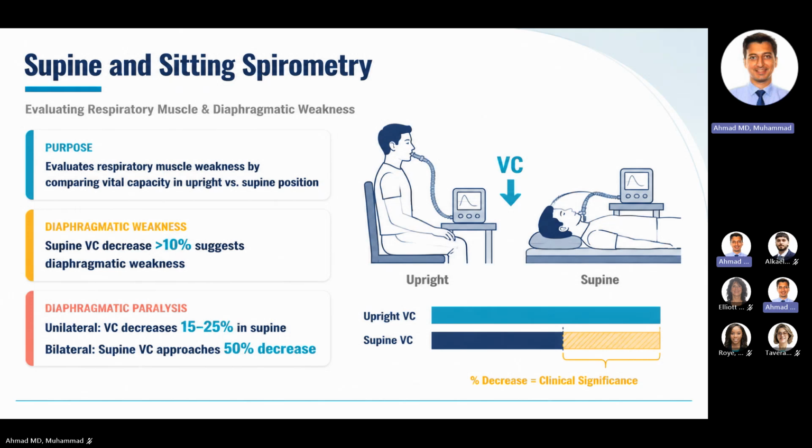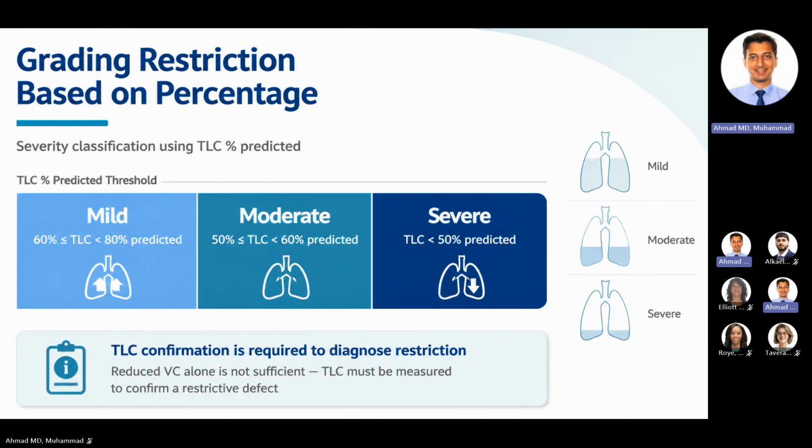Supine and sitting spirometry is a great test that we do for diaphragmatic weakness. Normally, if you lay down flat, the lung function should not decline by more than 10%. A greater than 10% decrease in your vital capacity from upright to supine suggests diaphragmatic weakness. In unilateral diaphragmatic paralysis, there is a decrease of 15 to 25% when you lay supine. And in bilateral diaphragmatic paralysis, you can have a greater than 50% decrease in your vital capacity.